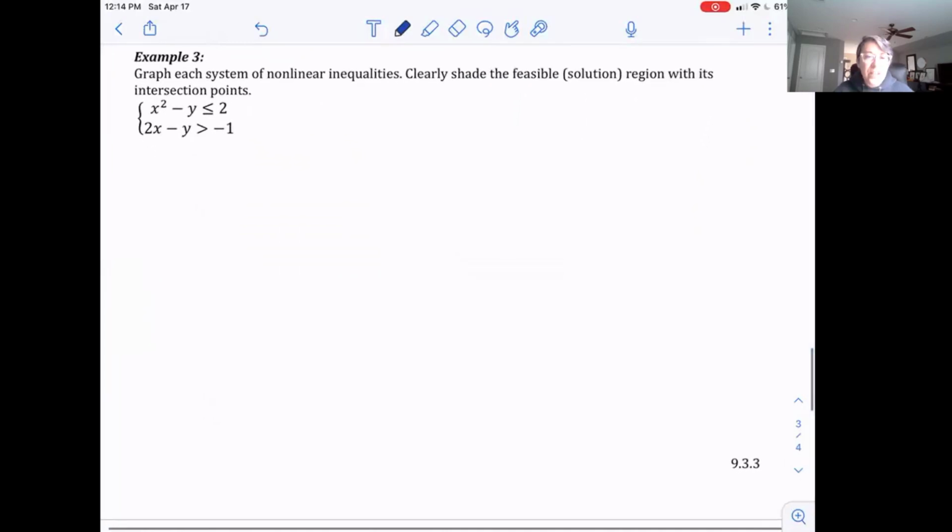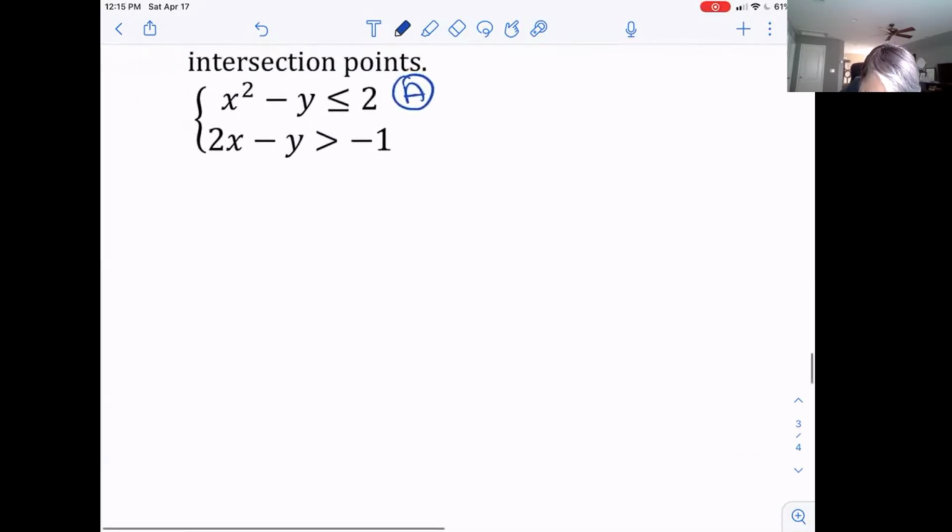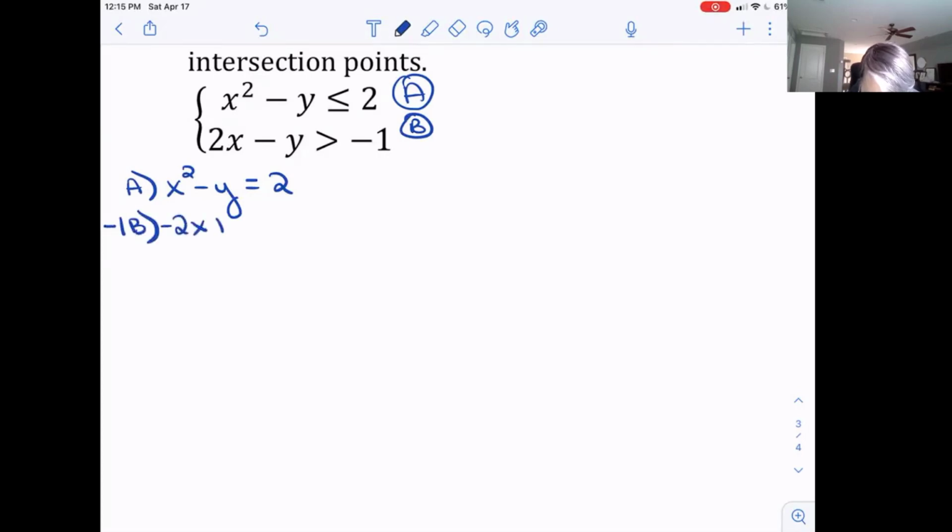They want us to graph each system of nonlinear inequalities, clearly shade the feasible solution region with its intersection points. So let's find the intersection points. We're going to work this with equation A and equation B. So let's leave A as it is, but change it to an equation equals. I want to eliminate the y values. So I'm going to multiply equation B by -1. So I get a -2x plus y equals +1.